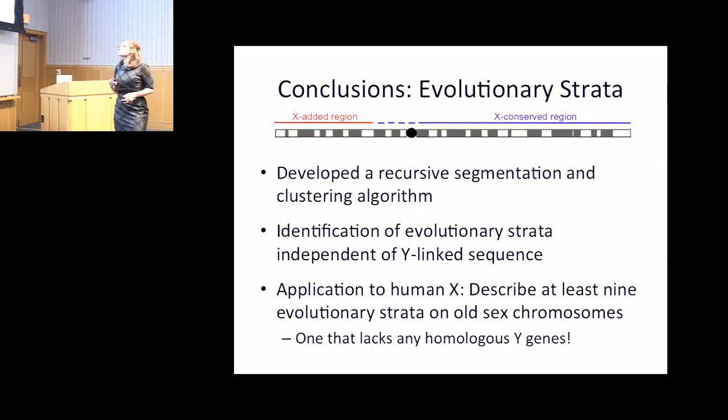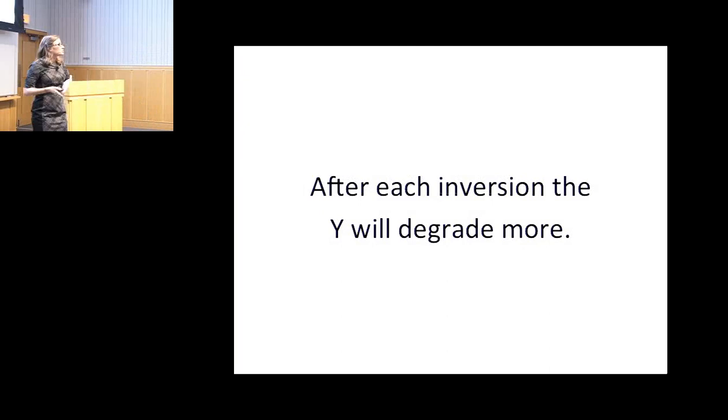Okay, so after each inversion event, the Y chromosome will degrade more. There's no homologous recombination with the X going on, so it will accumulate deleterious mutations, because most mutations are neutral or nearly neutral.